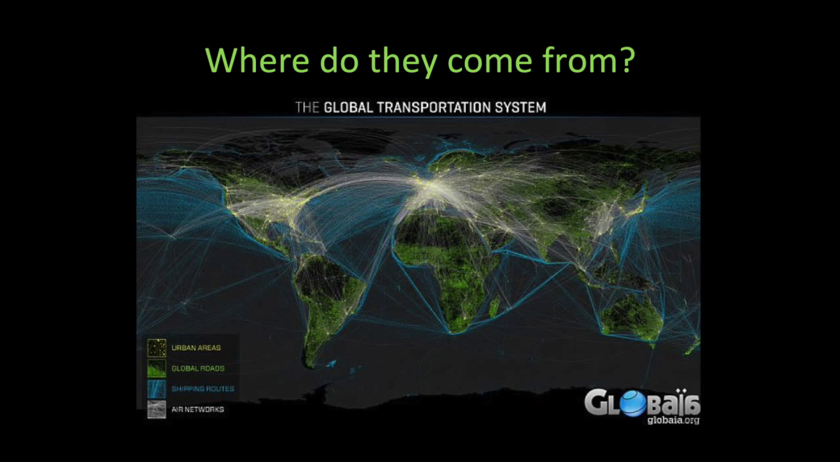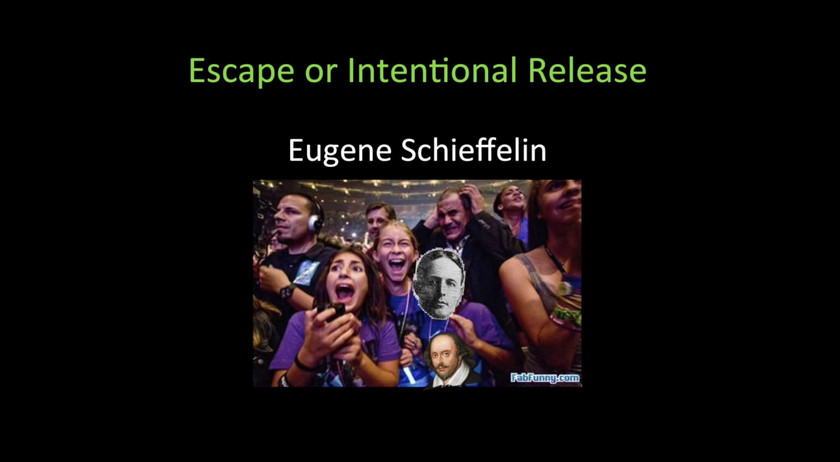So where do they come from? The primary introduction is through the increased transportation system that we have in the world. This is an image showing all the airline flights, boat traffic, and roads. So things are moving around this world like never before. It's just going to happen. So once they're in our country, how do they spread within the country? There's a number of different ways.